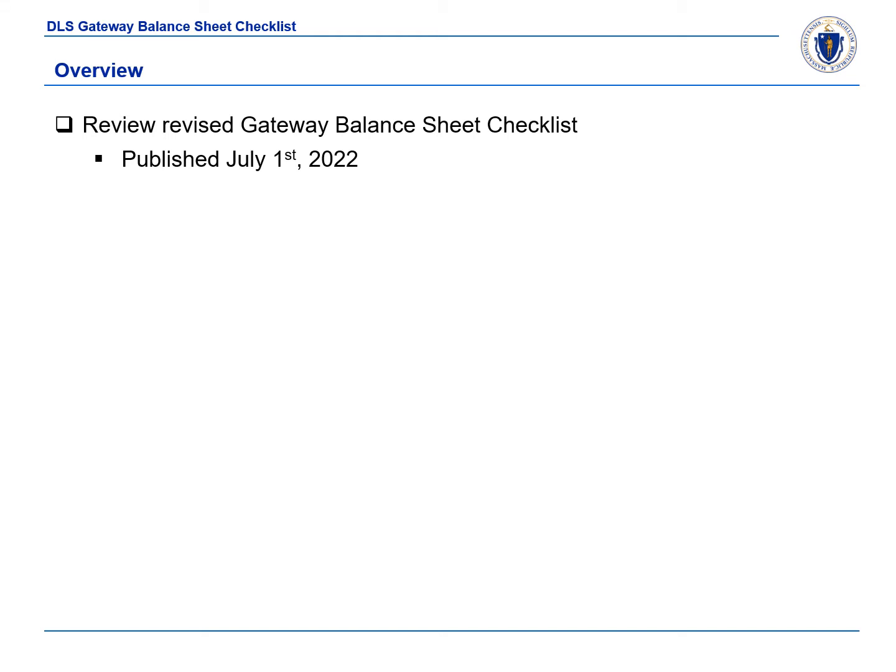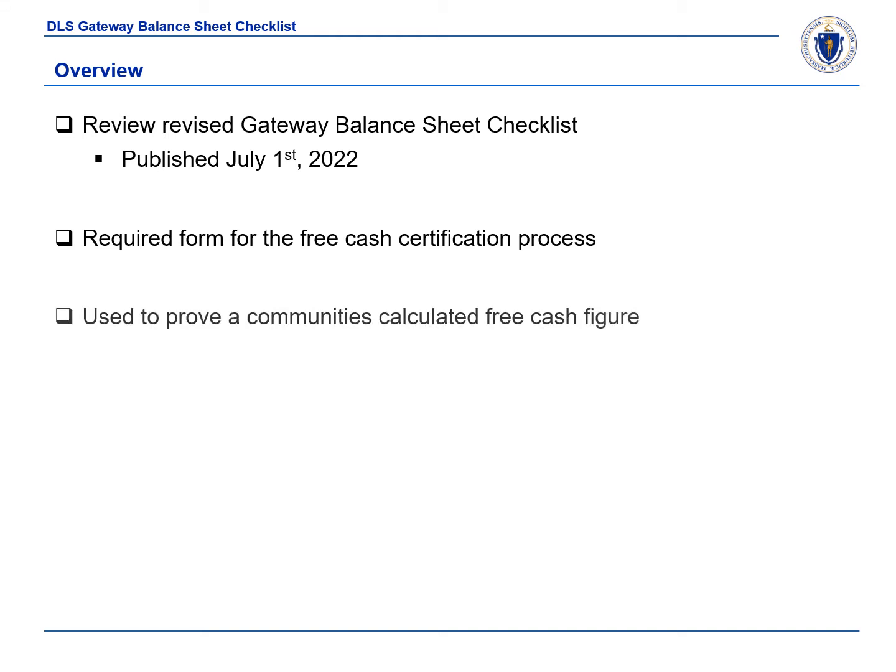Prior to this revision, the balance sheet checklist was an Excel spreadsheet that communities needed to complete and upload. The Bureau of Accounts uses the information reported on the checklist to gather additional financial data and to identify other potential reductions to free cash. Your Bureau of Accounts field representative also utilizes the data to prove your community's calculated free cash figure. During this presentation, I will walk through how to complete the 20 questions that appear on the revised balance sheet checklist.